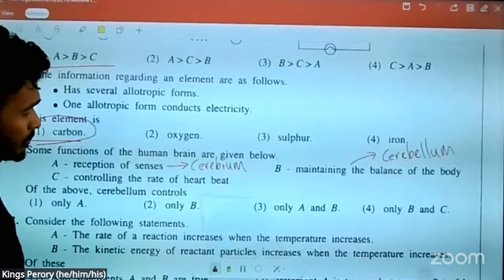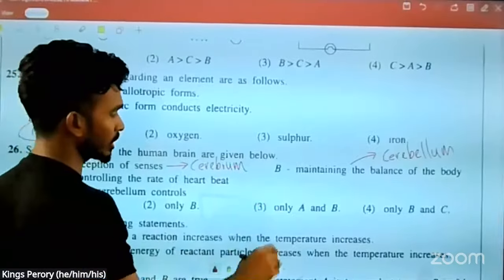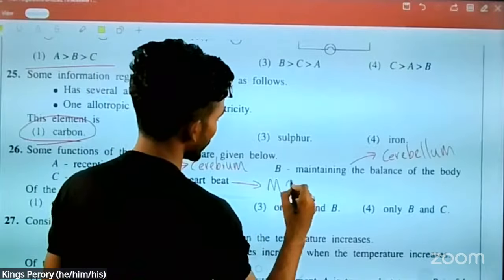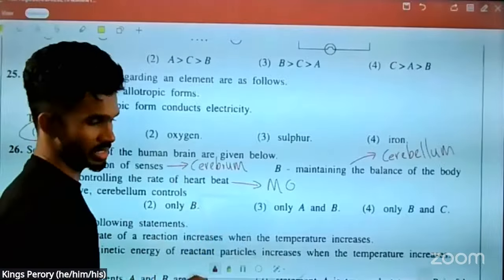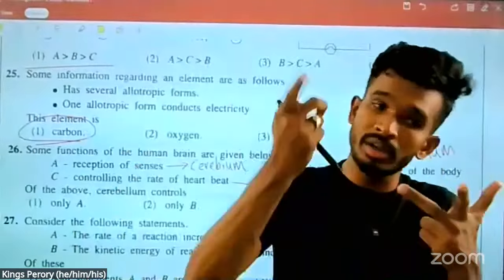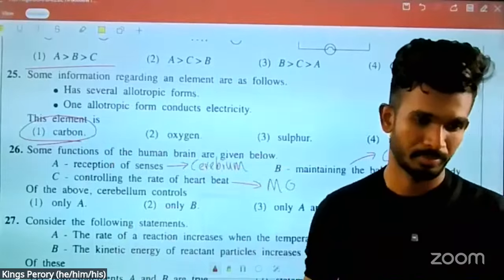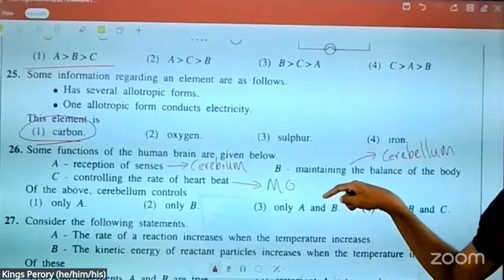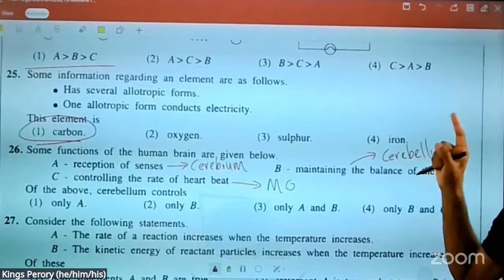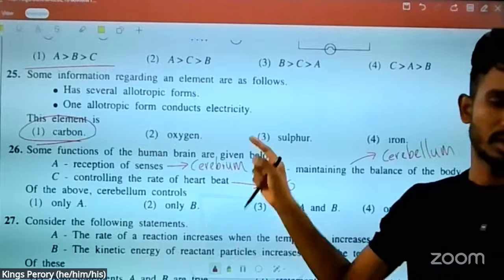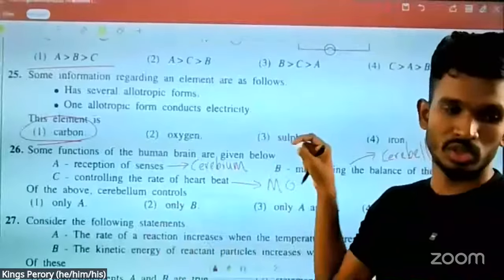Rate of heartbeat, rate of respiration, reflex action, those are done by your medulla oblongata. The reception of senses, thinking, intelligence, memory, those are the cerebrum. Body balance and movements are the cerebellum. Rate of heartbeat, rate of respiration, reflex action are the medulla oblongata.